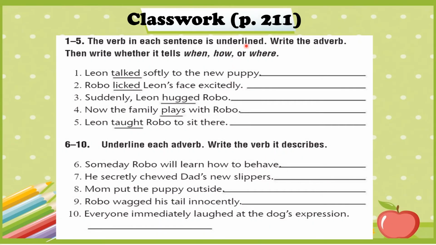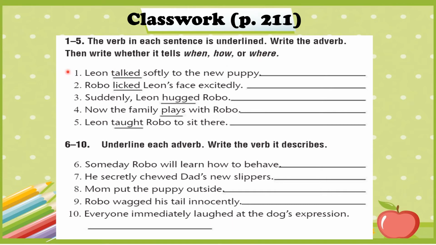So this is our classwork on page 211. We will try and do the first set of items, and you have to answer the rest of the items yourself. 1 to 5, the verb in each sentence is underlined. Write the adverb, then write whether it tells when, how, or where. So determine whether it's an adverb of time, an adverb of manner, or an adverb of place.